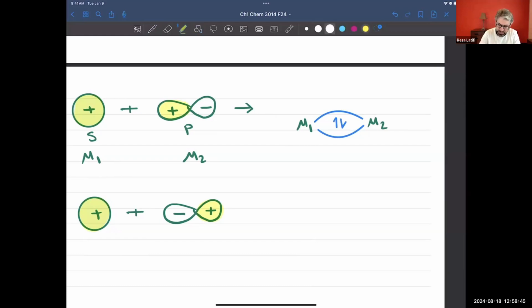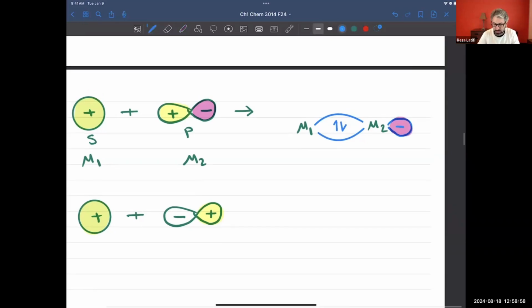But also, we have a tail here. And what will happen with this tail? That's not going to help us with the interaction. That one is the negative, and that's not going to help us. The bonding is here. This is the bonding one, and that one is not helping you attach the two elements to each other. This is going to be a sigma interaction between S plus P.